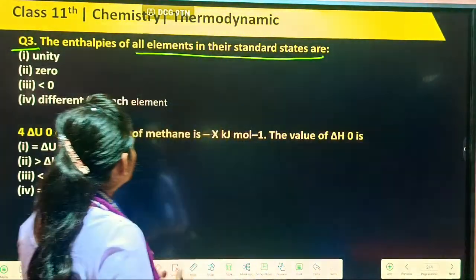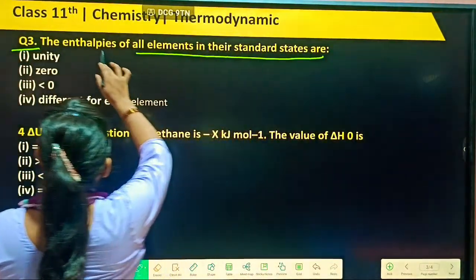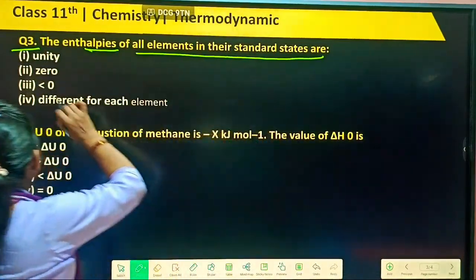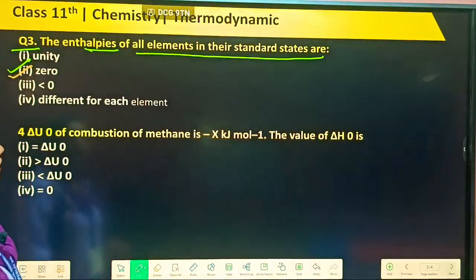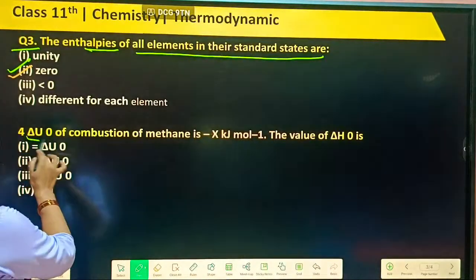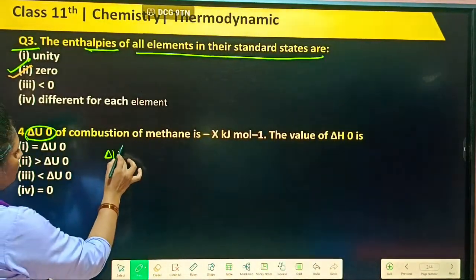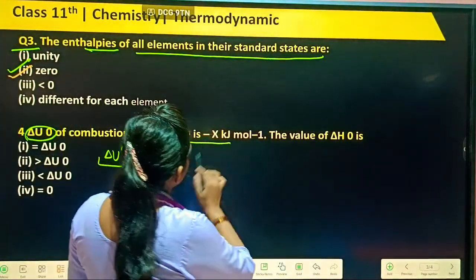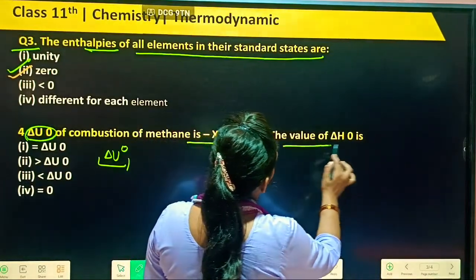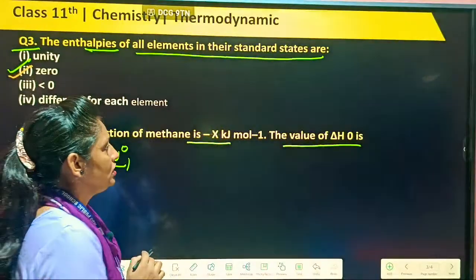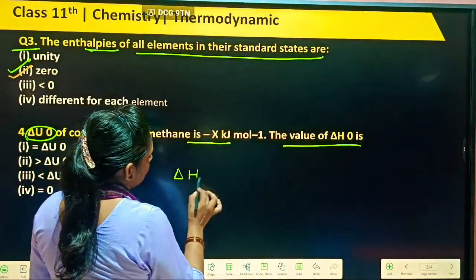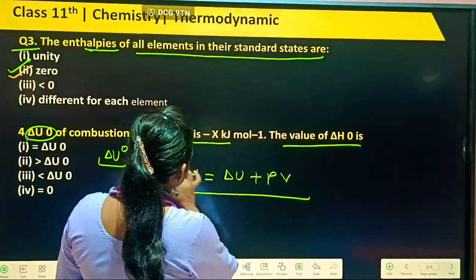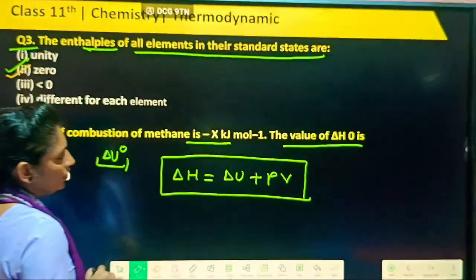Okay, so enthalpy change, or we can say enthalpy of formation, will be 0 in standard state. Next one is: del U naught of combustion of methane is minus x kilojoule per mole. The value of del H. Students, del H is equal to del U plus PV. We have already discussed it.